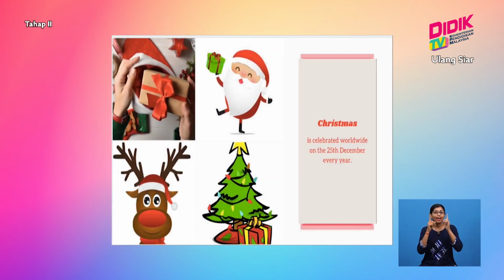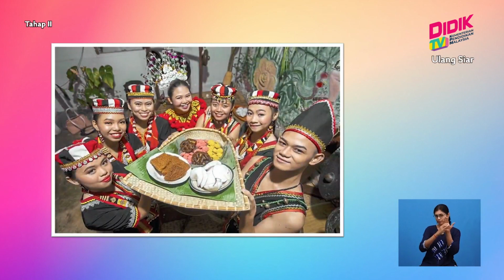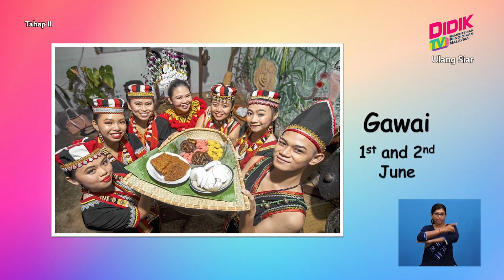Anyway, besides telling dates, calendars also show the important days in a year. Some festivals have the exact fixed dates every year. For example, Christmas. Christmas is celebrated worldwide on the 25th December every year. Besides Christmas, Gawai is also celebrated on the same dates every year, which are on the 1st and 2nd June every year.